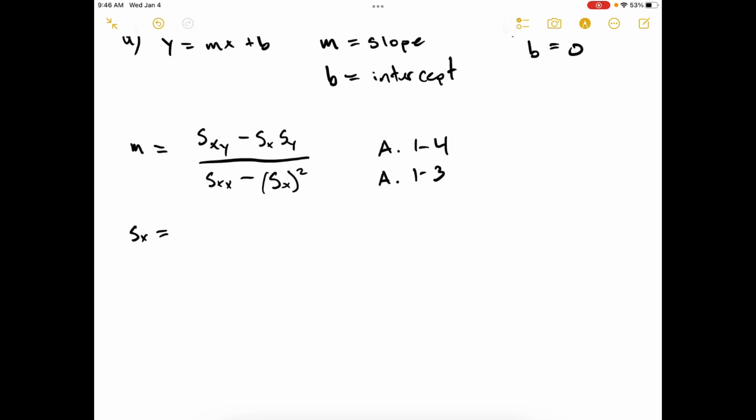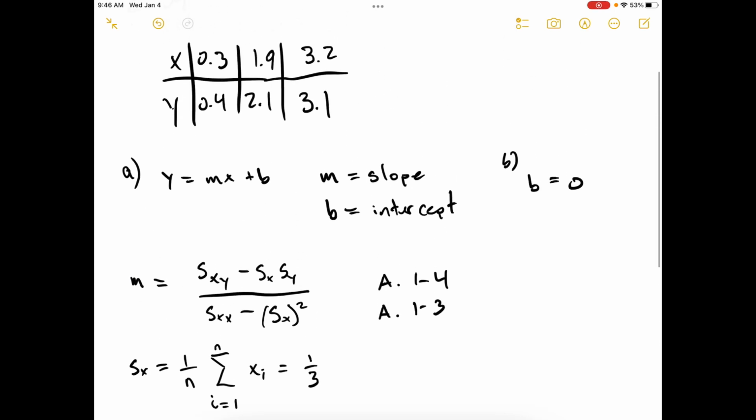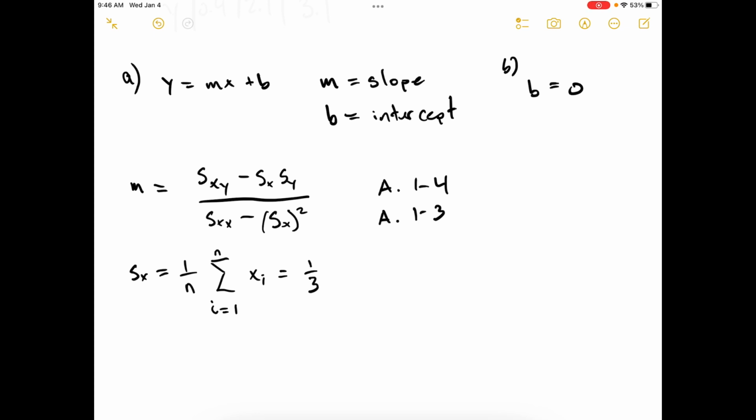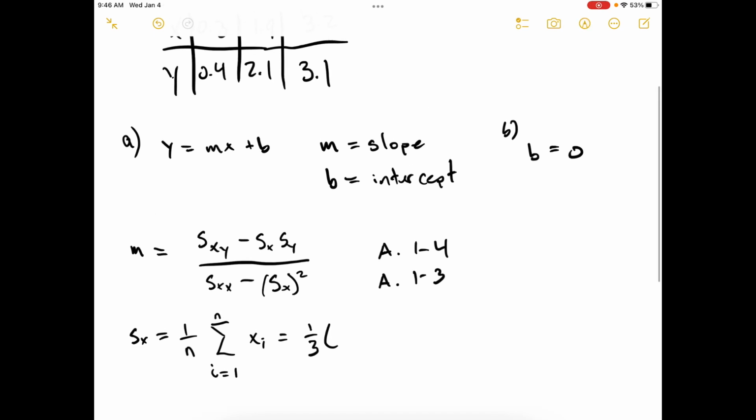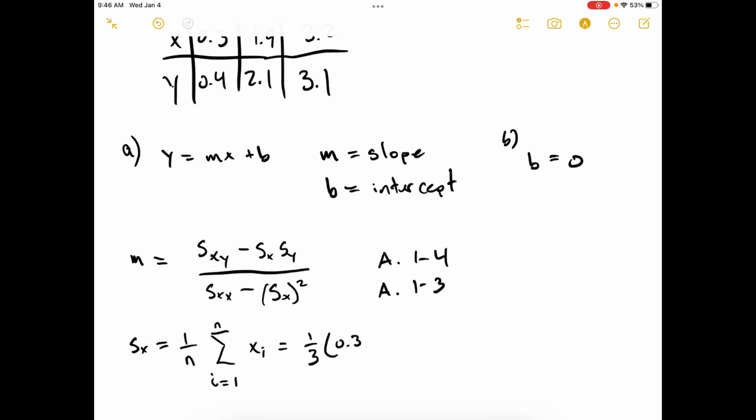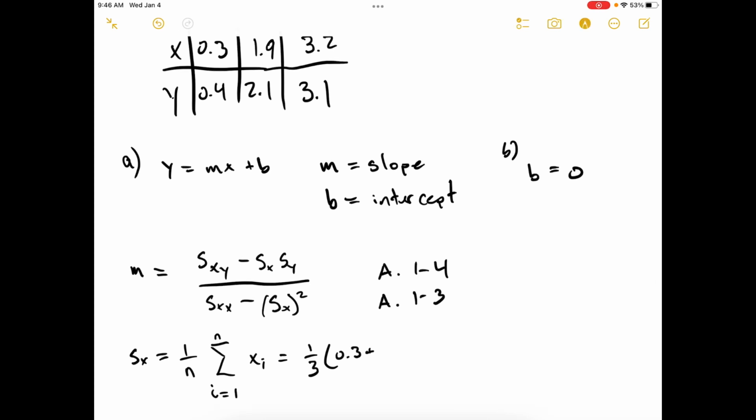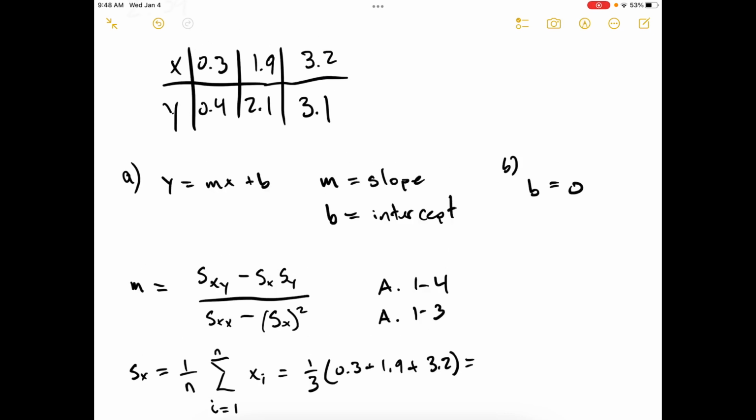Sx equals 1 over n, summation i equals 1 to n of xi. So we're just adding all of the x's together. So this equals 1 over n, and n equals 3 in our case because they only give us 3 data points. And then we're adding all of the x's together. So x is 0.3 plus 1.9 plus 3.2 equals, then we'll get our calculators out and do that, 1.8.